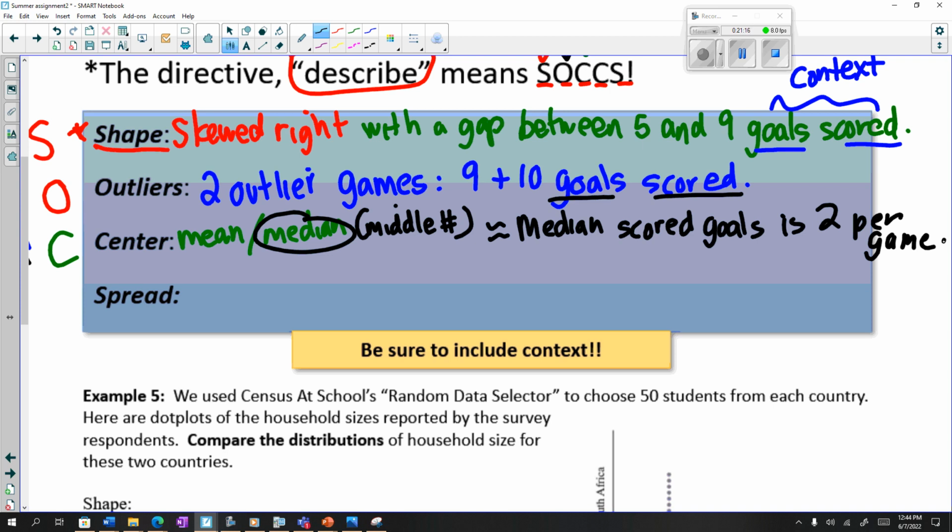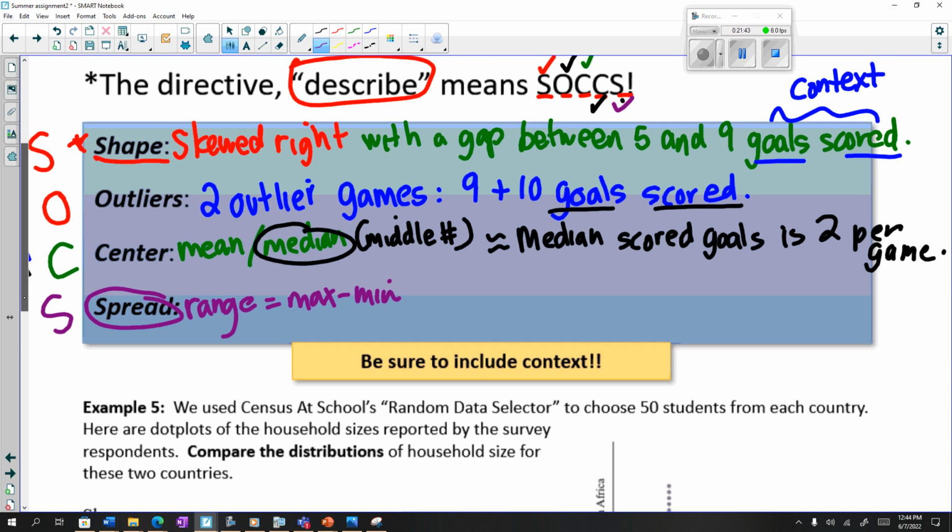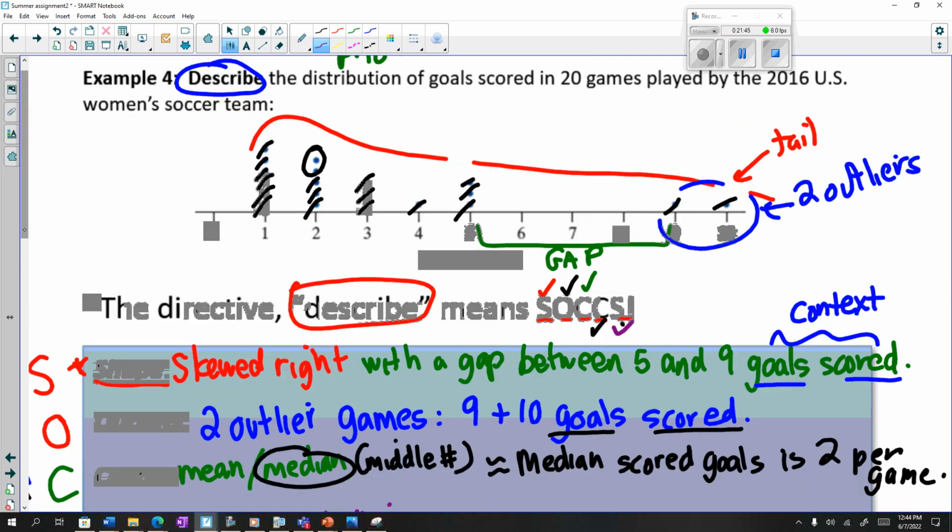The last letter of SOCS is S, and S stands for spread. So spread, if you're in Algebra 2 and Trig you also learned, has to do with how variable the data is. So is it really spread out, or is it close together? So the quickest way to do it is to find the range, and the range is maximum minus minimum. We're going to talk about other types of spread later on. For the sake of this, let's just do maximum minus minimum.